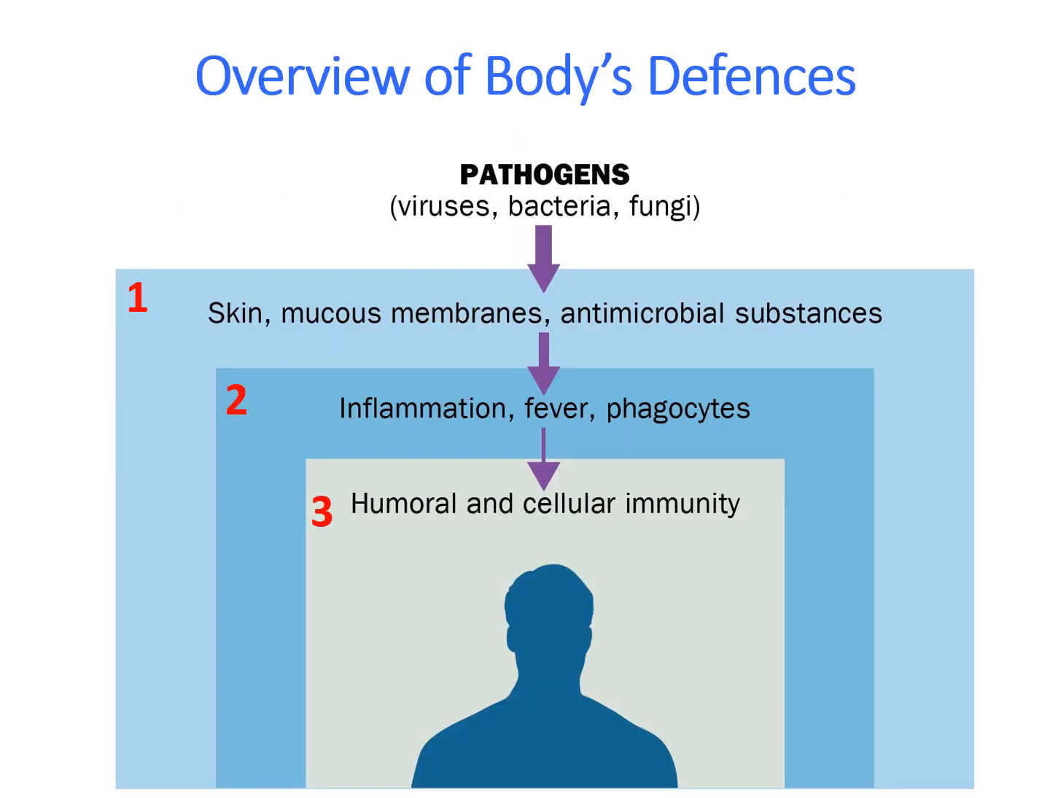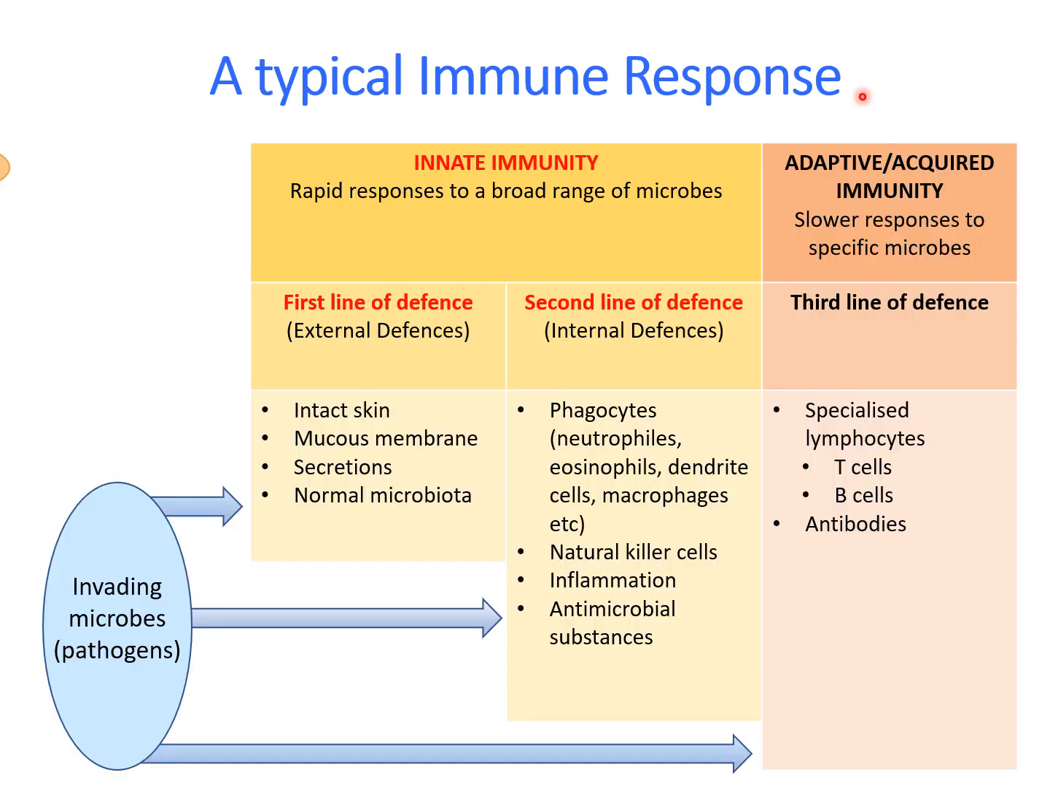This is the basic overview of our body defense. All types of pathogens have to pass through 3 layers of defense in order to successfully infect a human body. The first and second line defenses are part of the innate immune system, whereas the third line defenses are referred to as the adaptive immune system.